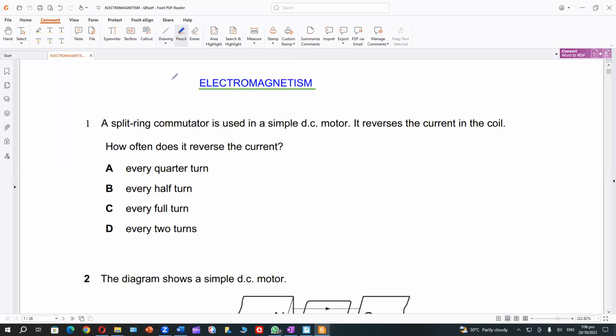I'm starting from the first question. A split ring commutator is used in a simple DC motor. It reverses the current in the coil. How often does it reverse the current?